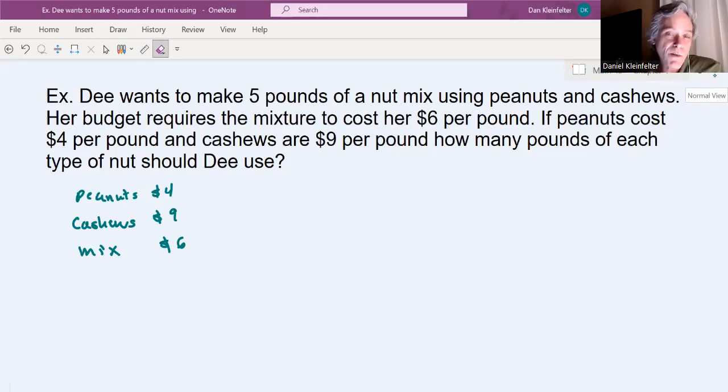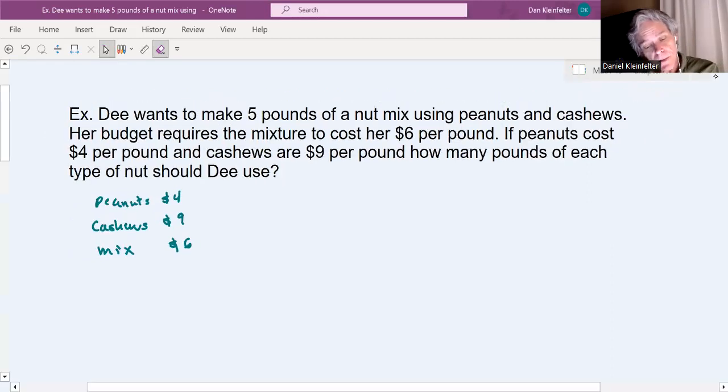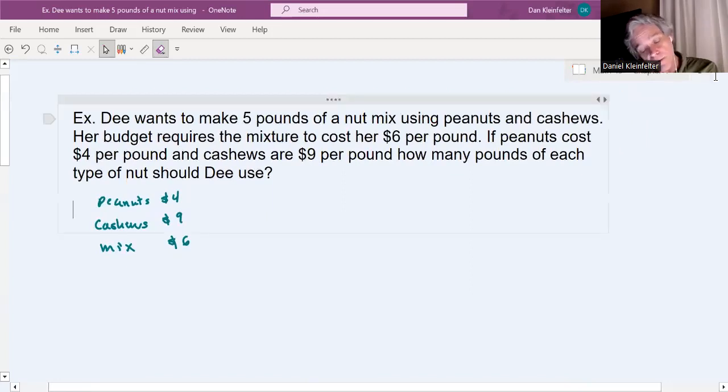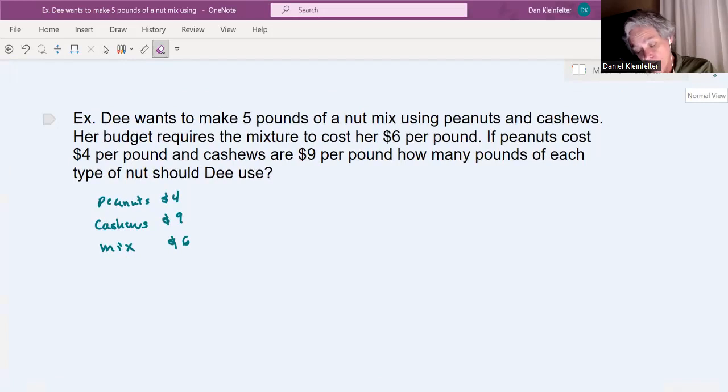Okay, the two quantities that we have involved here are the weights in pounds for the two types of nuts, and then the dollar amounts for the nuts. So that will give the two equations. So our variables are the numbers of pounds of each type of nut we have. So let's go with P for pounds of peanuts, and then we'll go with C for pounds of cashews.